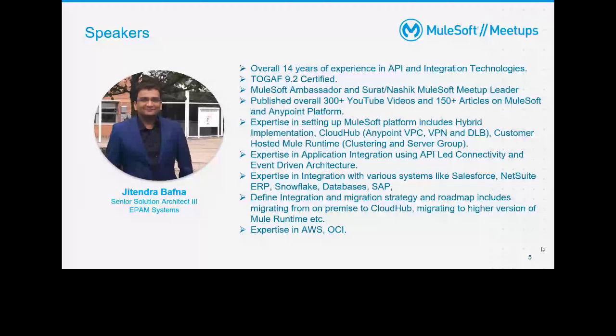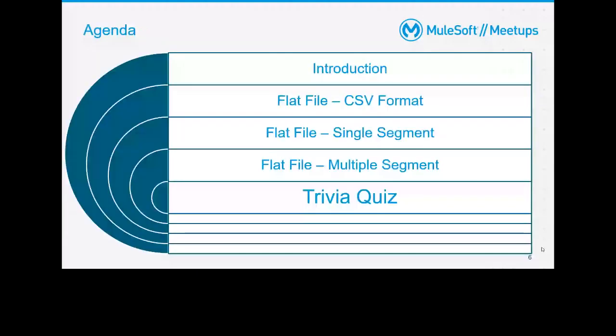So the agenda for today's meetup: we already had an introduction. We will go with flat file CSV format first, then flat file with a single segment, then flat file with multiple segments, and finally we will have a trivia quiz where we are going to select three winners.